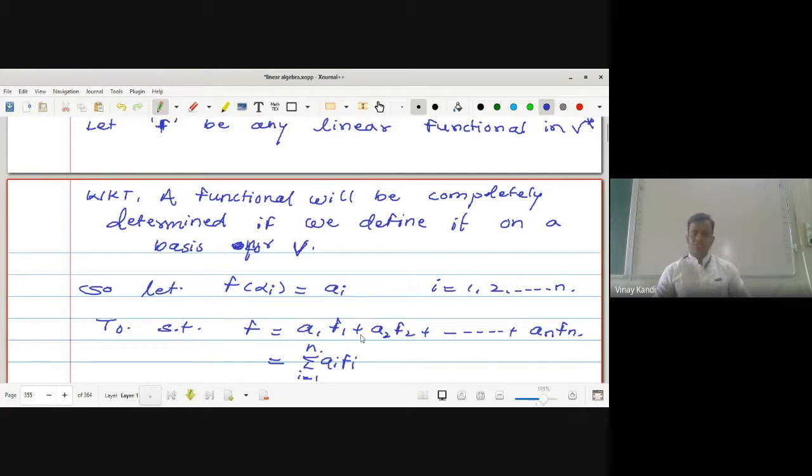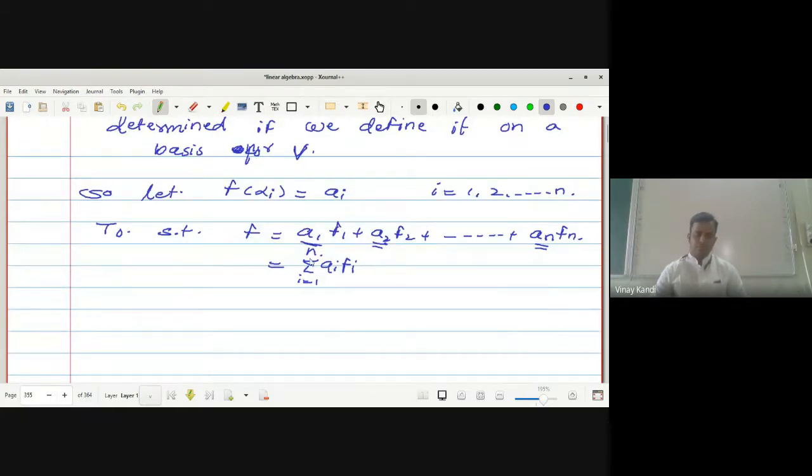Okay, and what will its coefficients be? a1, a2, up to so on an, such that f of alpha i is equal to ai. That means whose image is this? The image of alpha 1, the image of alpha 2, up to the image of alpha n. Okay, any doubt? Okay, we have to show this. Any doubt?